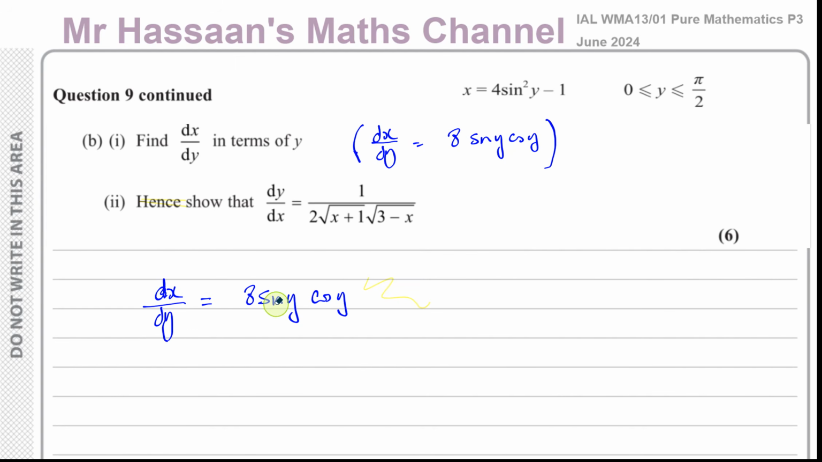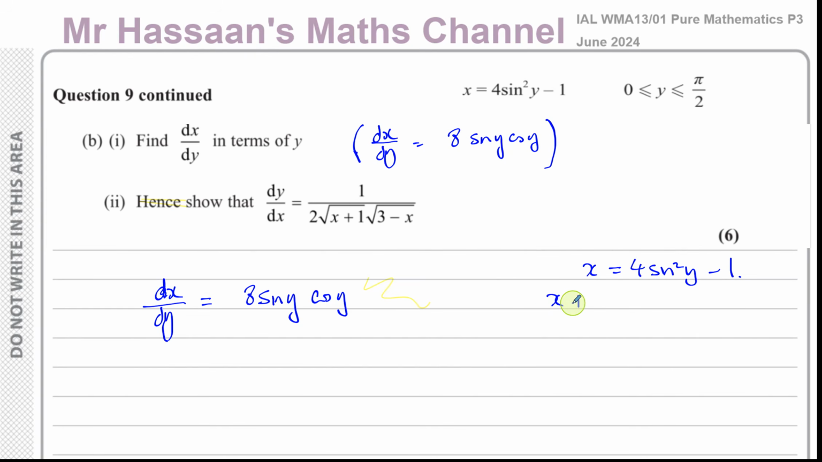Right? So I need to do that. That's what I need to do. So for sine y, it's pretty simple because I can see what we started with, which is x equals 4 sine squared y minus 1. I can rearrange this to make sine y the subject.